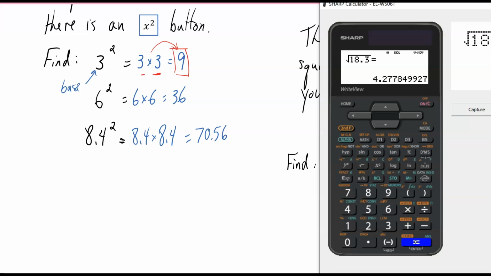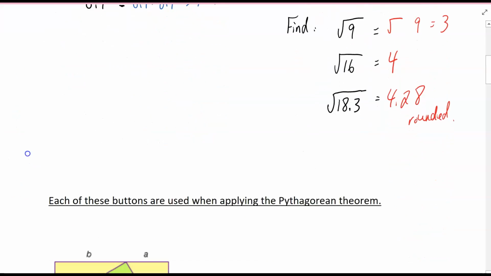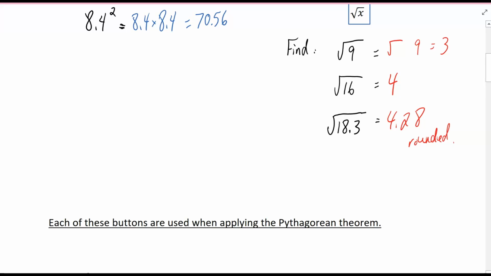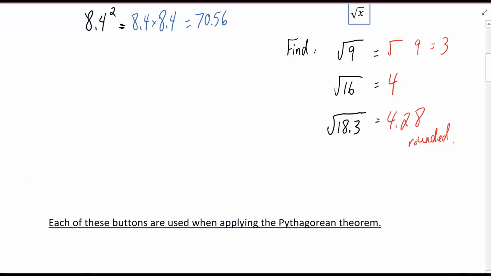and it will involve the requirement to round sometimes. So we're just going to call this 4.28. I'll take it to 2 decimal places. All right, that's rounded. Okay, so the Pythagorean theorem requires that we use each of these buttons. And so I wanted to introduce them before we even talked about the Pythagorean theorem.